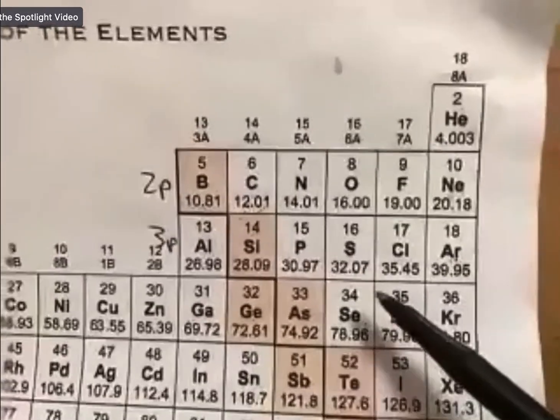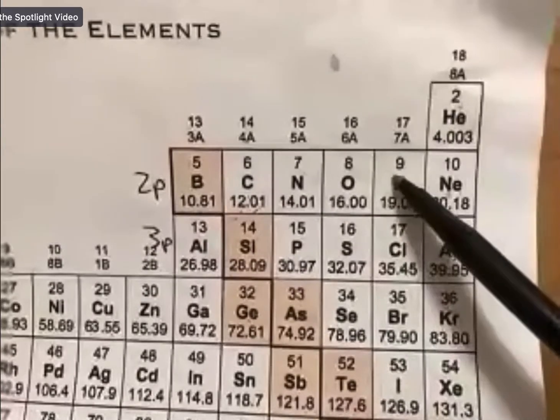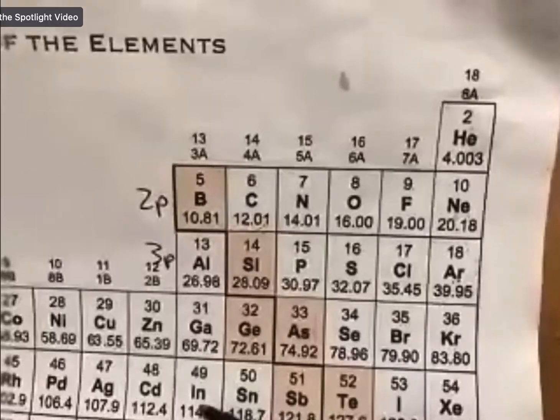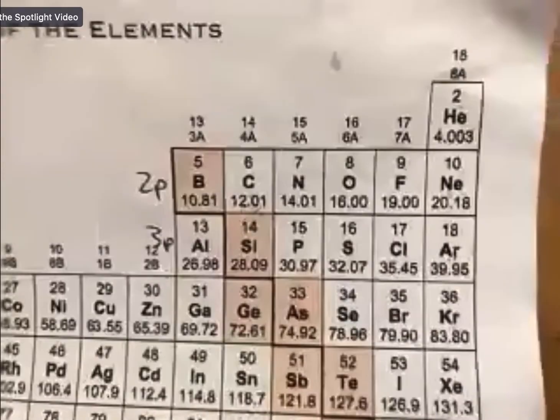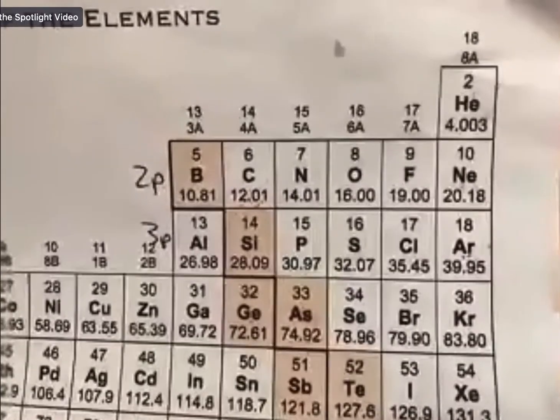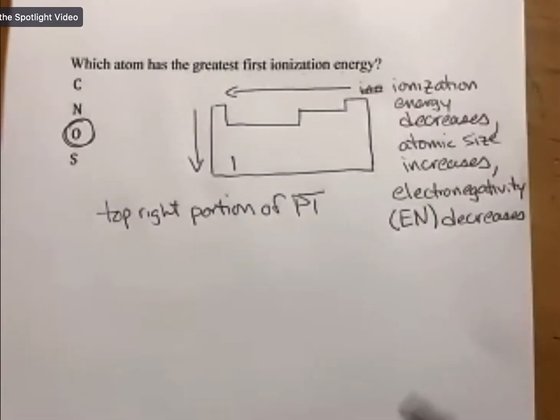Anyway, so there are the trends. You'll always have things that are more to the left and down if you're asking for smaller ionization energy, and just the opposite in this example. Any questions about this one? Okay.